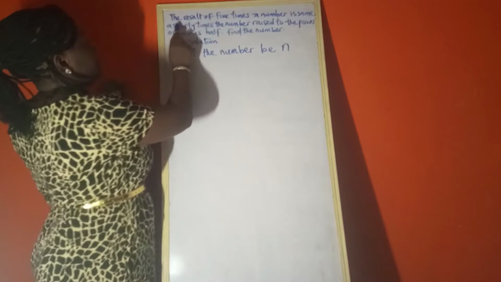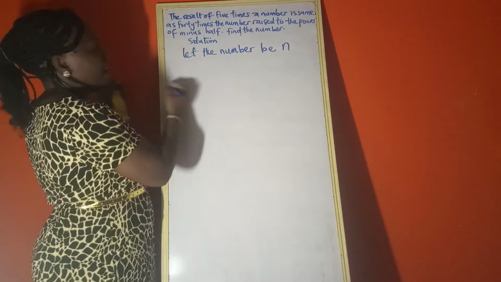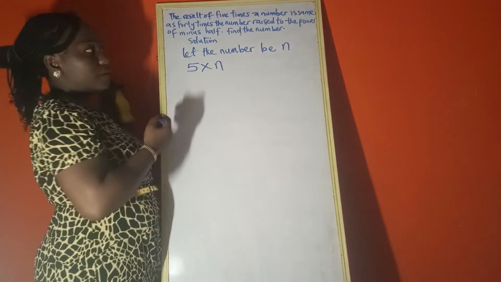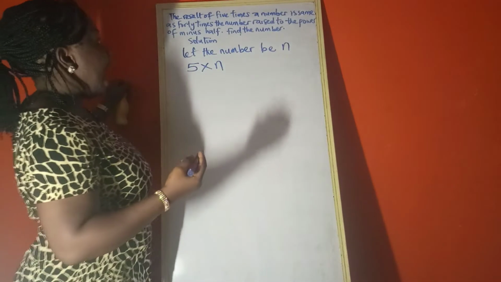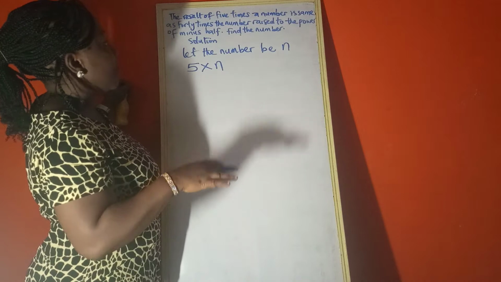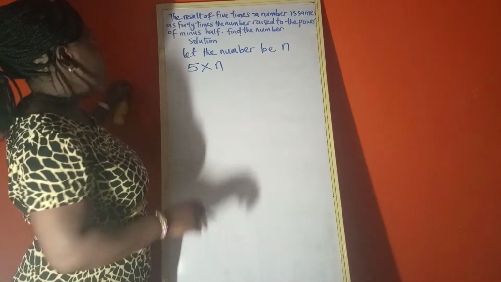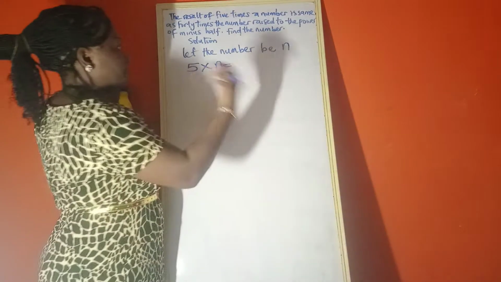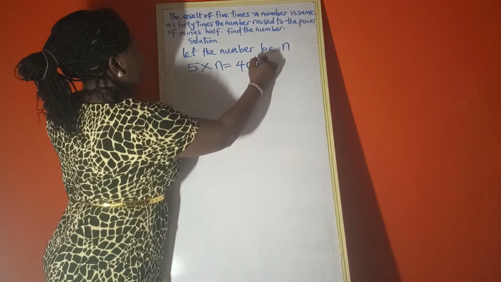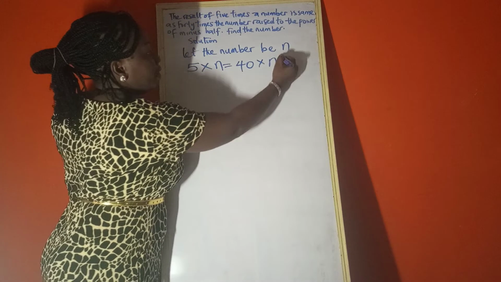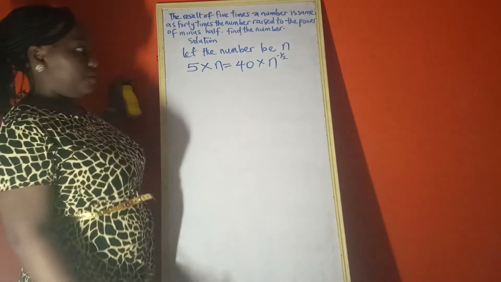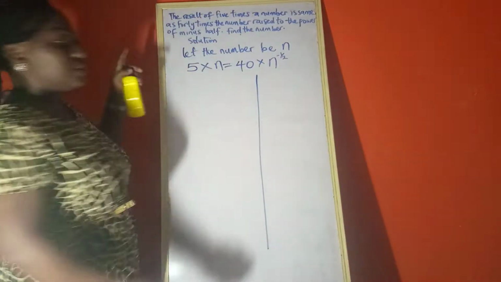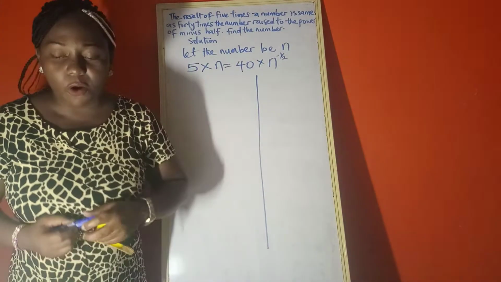And so, the result of 5 times a number. 5 times a number means, since the number is n, 5 times the number. They said it's same. The result is same as 40 times the number raised to the power of minus half. So this is how it is going to look like. So this is the mathematical representation of the word problem.